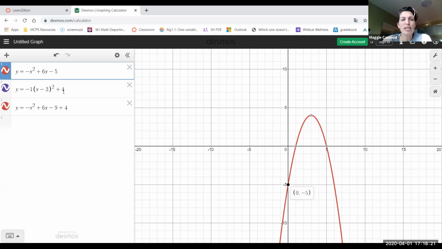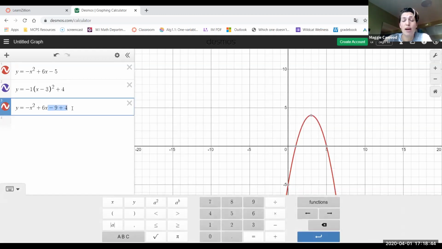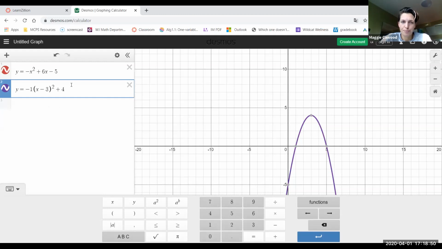Now, if I look at this value, that looks like a constant too, but 4, I do not cross here at 4. My question is why? Why is that not the y-intercept? The reason is, remember when we multiplied that out, we got x squared plus 6x minus 9. So we had that constant plus the 4. So we had to combine those two, that -9 and that +4, together to get that -5. So we have to be careful.